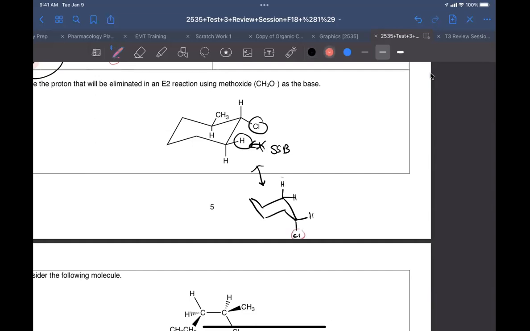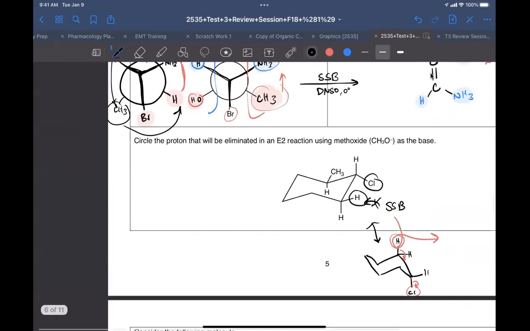Now these are axial to each other. Now that small strong base can come in and swoop that hydrogen away, form that double bond, and those electrons can now go to that Cl. And that's why it's super important.